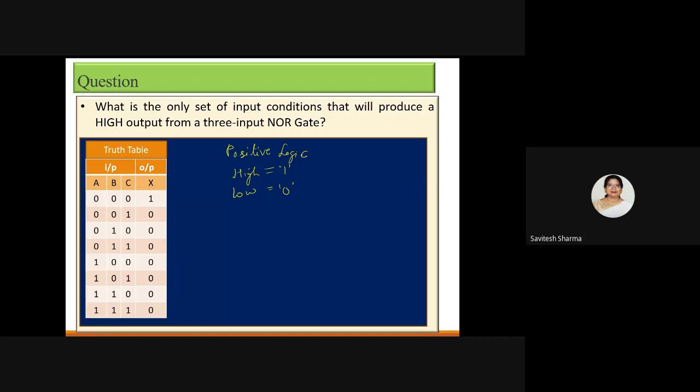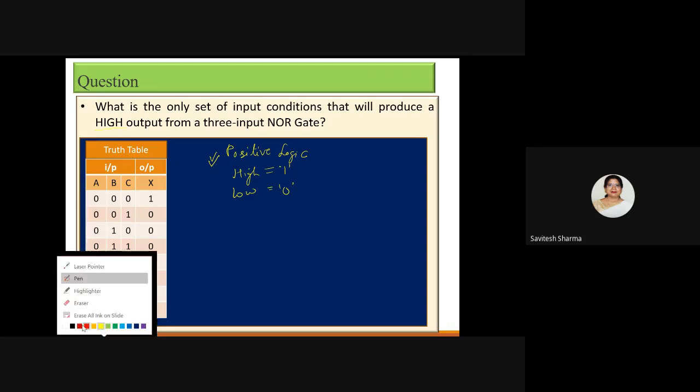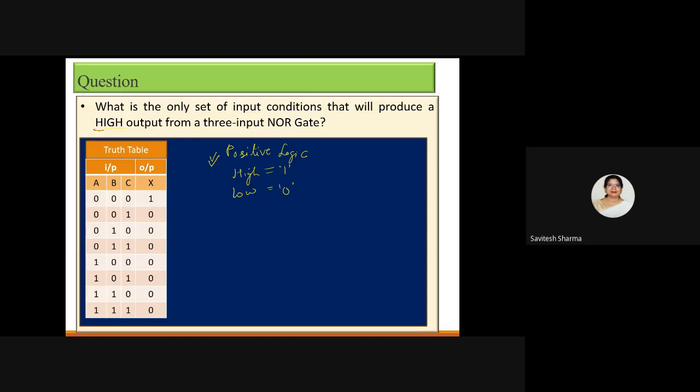If it is not written that they are using negative logic, always assume positive logic. Here it is asking you to determine the input condition for which the output is high. So I am using positive logic, where high means 1. You observe the truth table. What you notice here? This is the only and only case for which you are getting 1, and I am saying it is high.